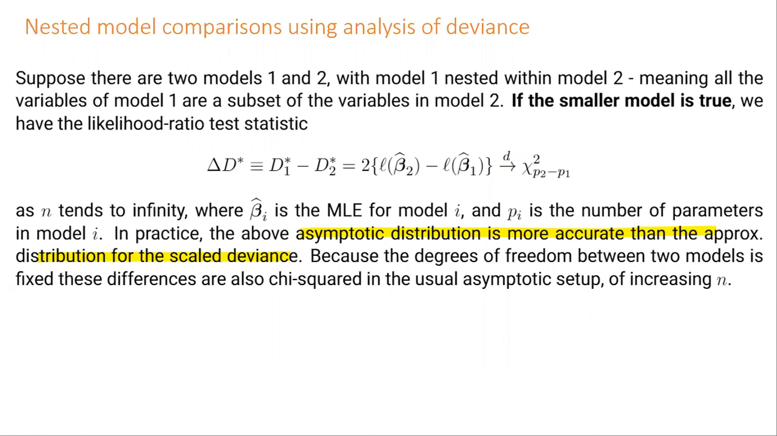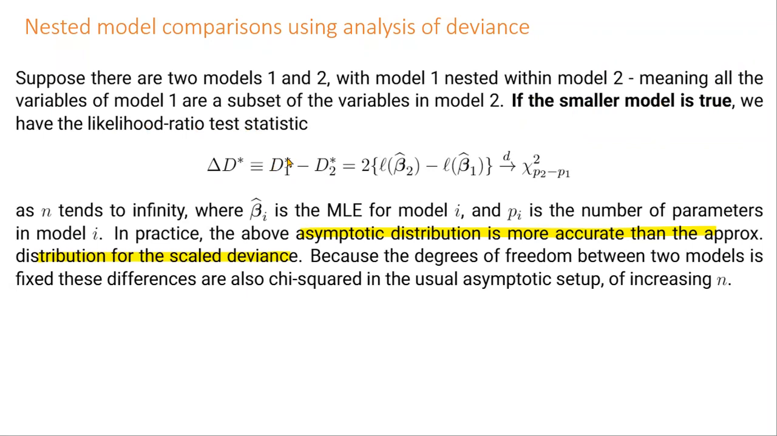Okay, so that's the case where you want to compare your model to the extreme model, and that's goodness of fit. But we can also compare nested models. Say model 1 is nested in model 2. If the small model is true, we have the likelihood ratio statistic defined this way. It's a difference of the scaled deviances.